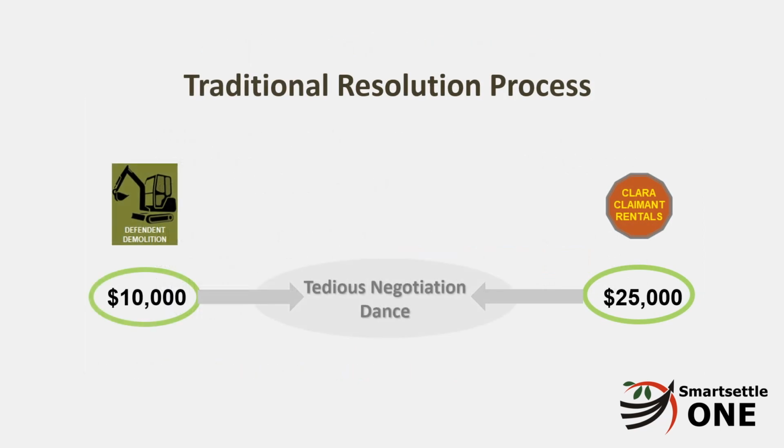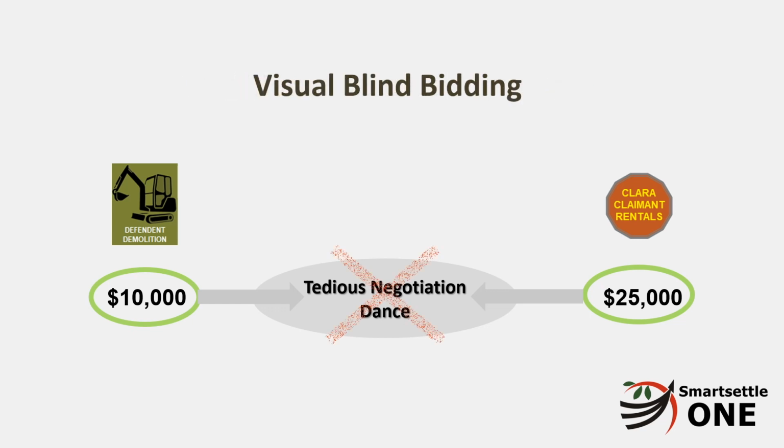The traditional resolution process is typically characterized by a tedious negotiation dance. If the outcome is not found on the court steps, the court outcome is often a binary decision in favor of one of the parties. And the so-called winner may not even be left with much, after considering all the costs of that lengthy process, and even less if relationships are also at stake. Smartsettle replaces that tedious and exhausting negotiation dance with a process called visual blind bidding. Let's jump into the simulation so you can see for yourself how it works.